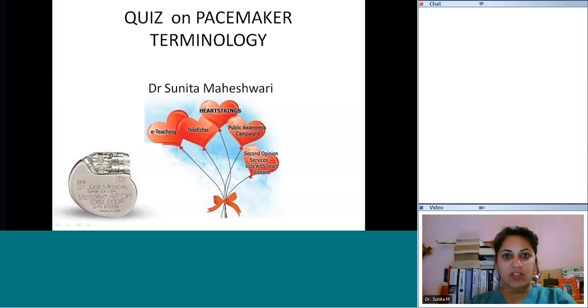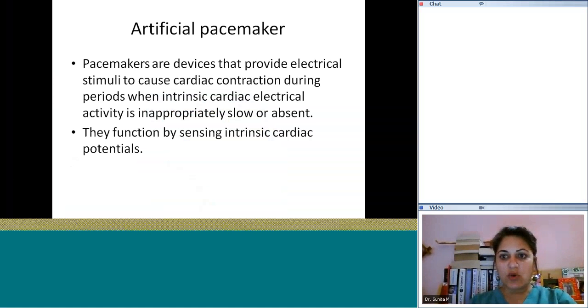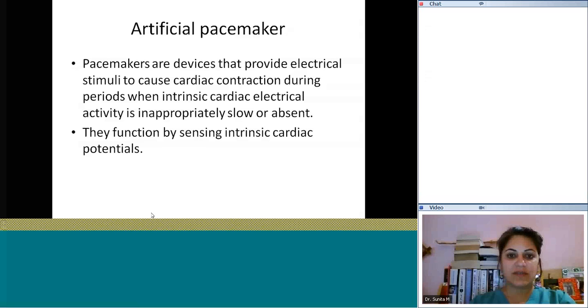So this will be a quiz and you can type in your answers on some of the questions. Just a quick start, a pacemaker is essentially a device that produces an electrical stimulus and that causes cardiac contraction. And it's used when the intrinsic cardiac electrical activity is inappropriately slow or absent.